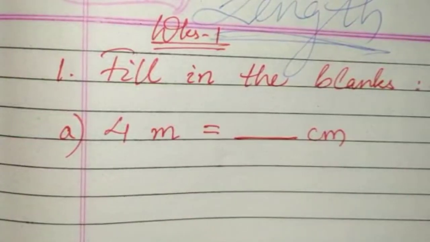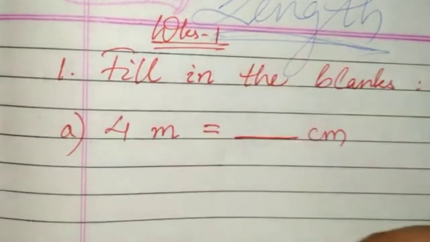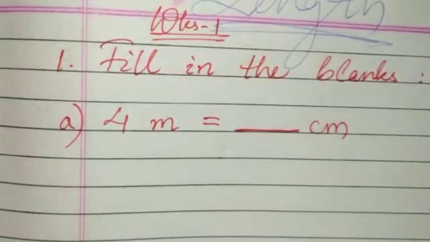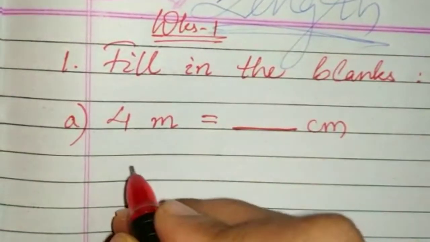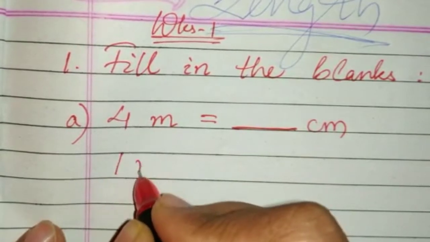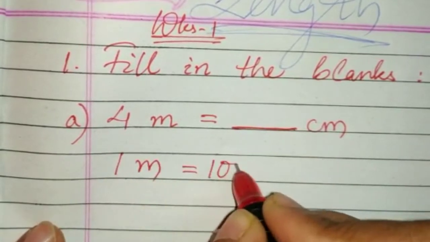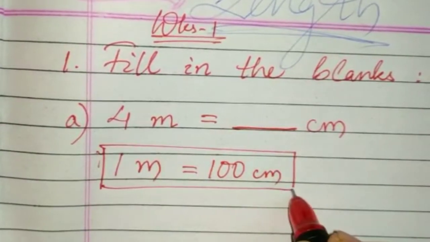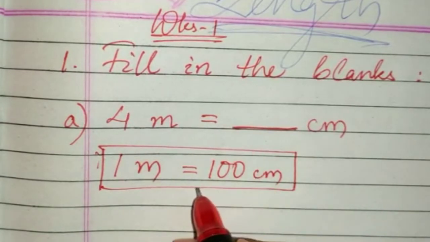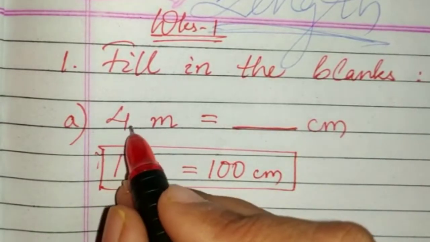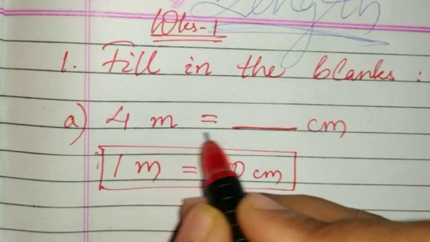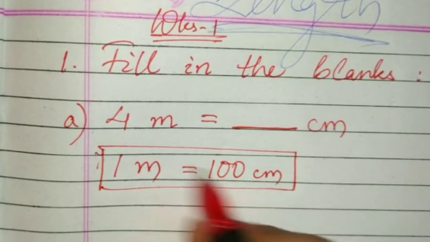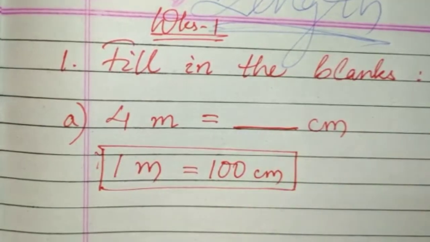Children, you see today we are going to start the length worksheet 1. Fill in the blanks. 4 meter is equal to dash centimeter is given. Now let's see how to convert this. I have already told you that 1 meter is equal to 100 centimeter. You might have seen in the videos. This you have to remember. Now considering this, you will convert 4 meter into how many centimeters? 1 meter is equal to 100 centimeters, so 4 meter is equal to 400 centimeter.